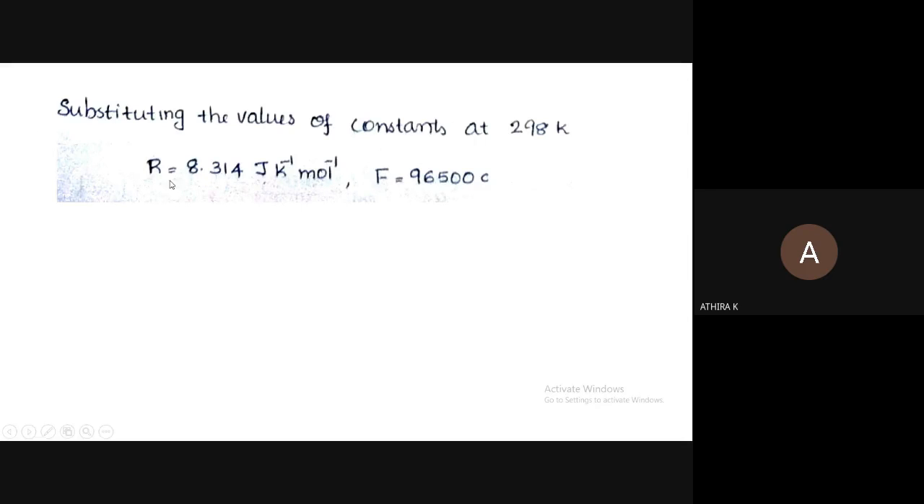So we have to substitute these values. Temperature as 298 Kelvin, R equal to 8.314 joule per Kelvin per mole, F equal to 96,500 coulomb. Equation number 6ലേക്ക് ഈ വാല്യൂ സബ്സ്റ്റിറ്റ്യൂട്ട് ചെയ്യാം. സബ്സ്റ്റിറ്റ്യൂട്ട് ചെയ്ത് മൾട്ടിപ്ലൈ ചെയ്യാം.